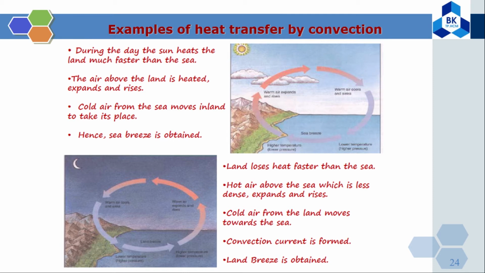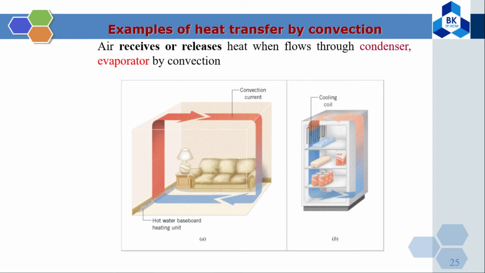In the nighttime, land loses heat faster than the sea. Hot air above the sea, which is less dense, expands and rises. Cold air from the land moves towards the sea, and convection currents are formed, and a land breeze is obtained. So you see that is natural convection. It's caused by the different heating of the land and the sea. And another example: the air receives and releases heat when it flows through the condenser and evaporator by convection.